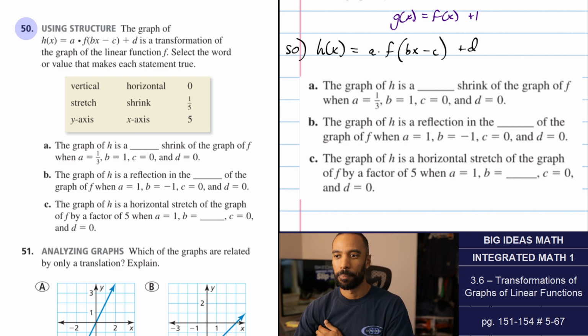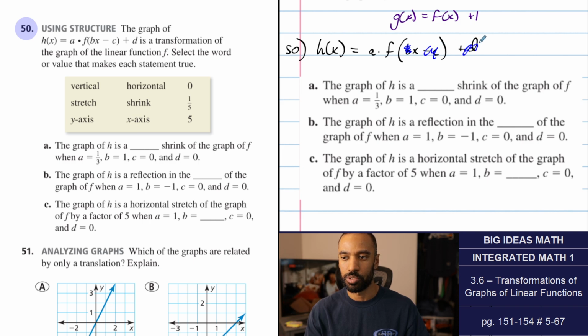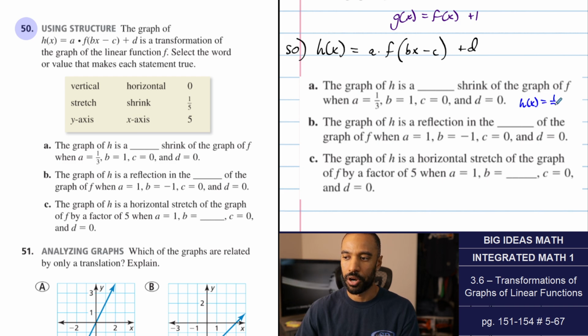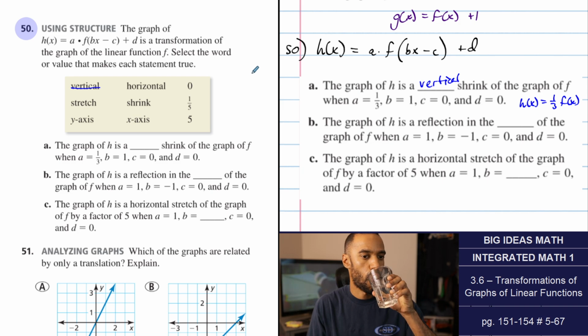Moving on. Here we go. The graph of h is a blank shrink of the graph of f when a is 1/3, b is 1, c is 0, d is 0. Remember, when b is 1, this goes away because 1 times something is that. C is 0, d is 0. Looks like a times f of x, and a is 1/3. This is h of x equals 1/3 times f of x. That means this is a vertical shrink. I don't know if we use something more than 1, so I'm just going to cross it out. Didn't look like we did last time. I doubt we will this time.